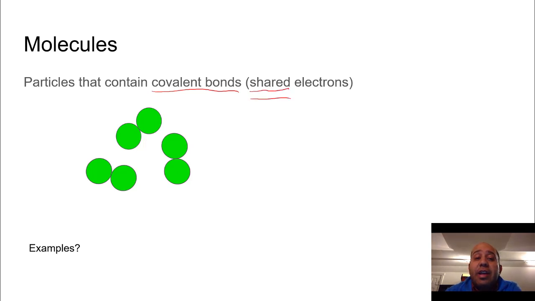For simplicity's sake, as long as the atoms are the same, right? Notice that they're both green circles. We can assume that they are sharing the electrons because they're both pulling on the electrons equally. Again, for simplicity's sake, you can call a molecule something that has the same atom, right? They're both the same. So for example, as we said, oxygen is a molecule because both atoms are the same. Same thing with hydrogen gas, right? H2. Both atoms are the same, so they're pulling on the electrons equally.